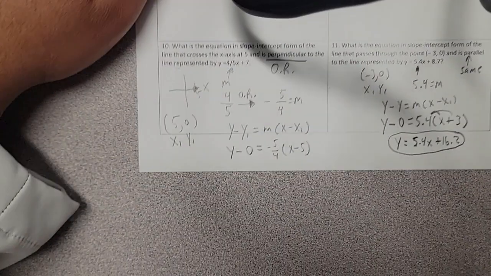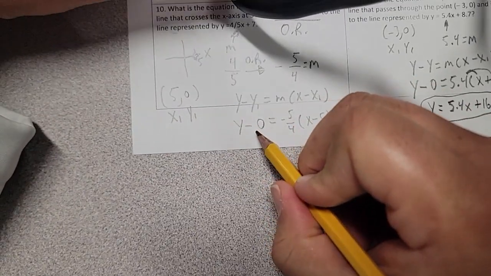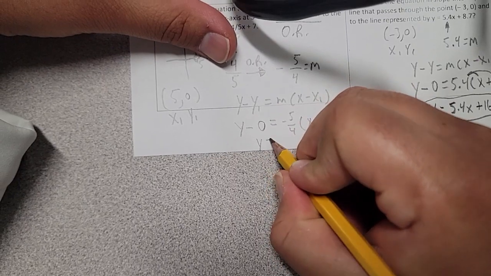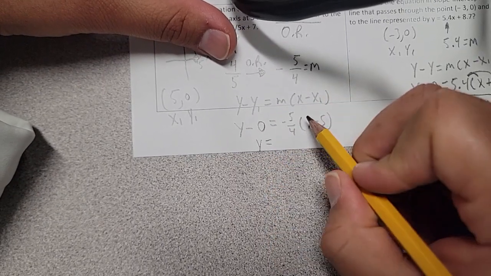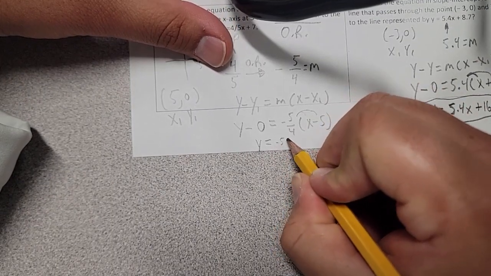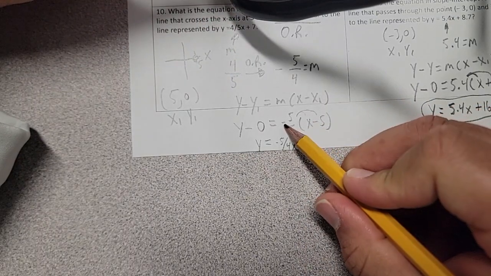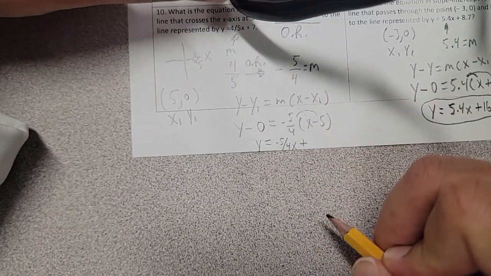All right, these are hard level questions. So right here, again, if we have a minus 0, we can just put y equals. So that's easy, that's good. And we're going to distribute. So I have negative 5/4x. And then I'm going to multiply negative times a negative. That's going to be positive.